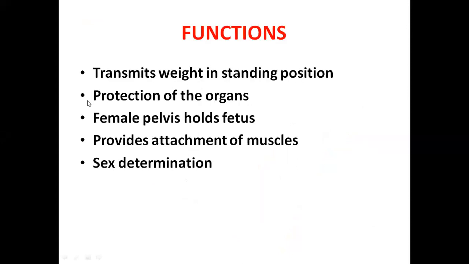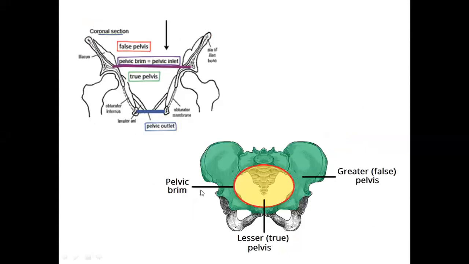Now, the functions of this bony pelvis: it transmits weight in the standing position. It protects the visceral organs. In females, the pelvis holds the fetus inside the uterine cavity, and it provides attachment to pelvic muscles. And with the help of the pelvis, we can also determine sex, that means whether the pelvis belongs to a male or a female. That is for medico-legal examinations.